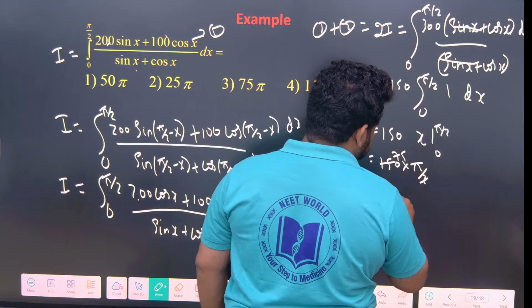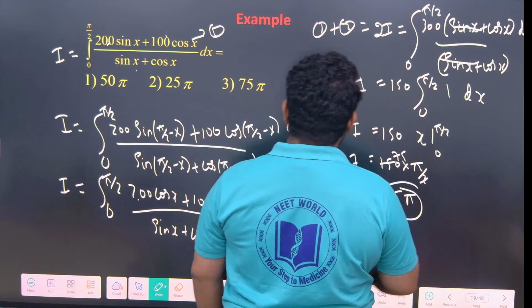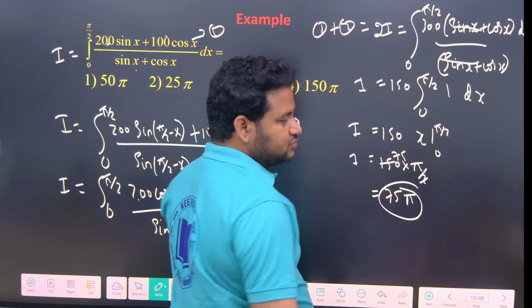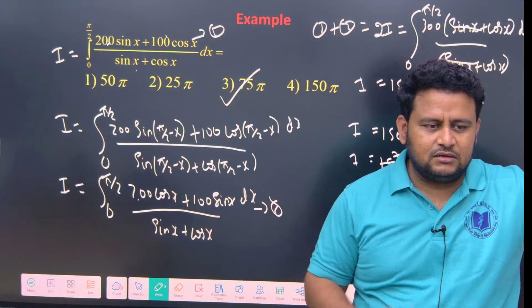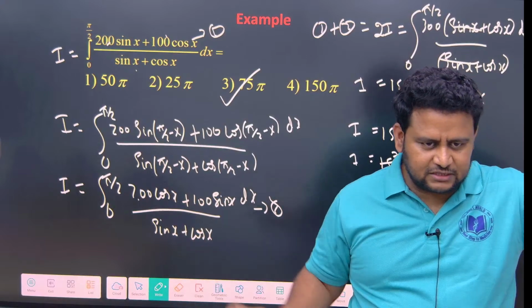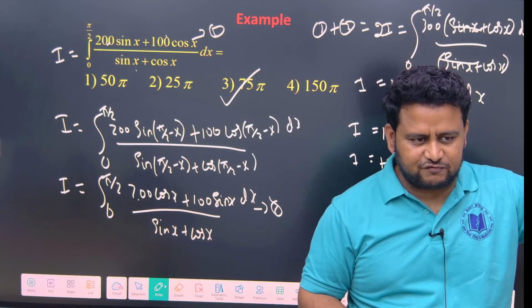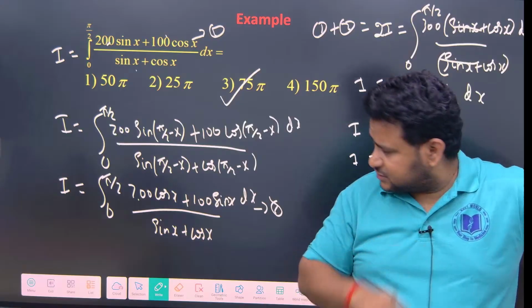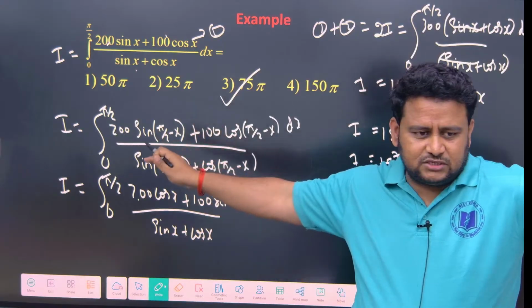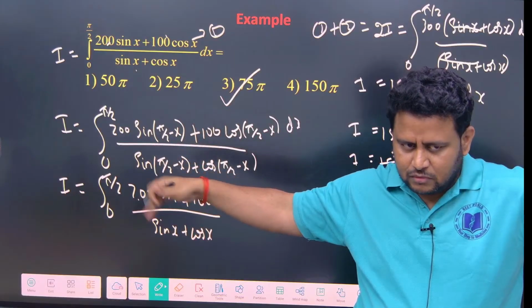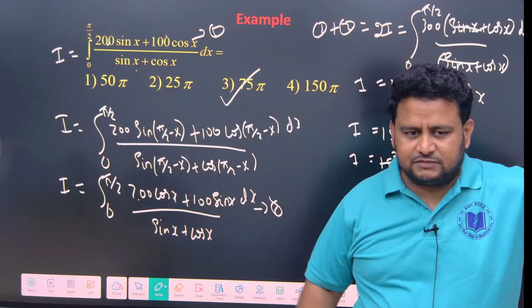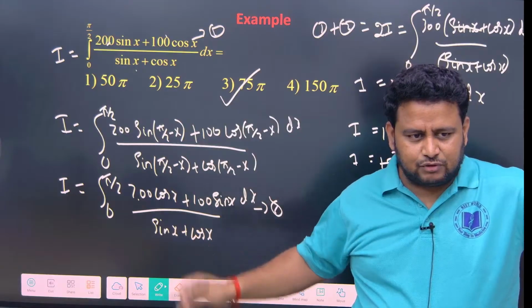So the answer is what? 75 pi. Should you solve like this? No, don't follow this method. This is the method I told for you to get the answer normally. But there is a trick for this, using King's rule itself. This is what you will use for such type of questions. But is it possible to solve without King's rule? Yes. That I will tell you now.